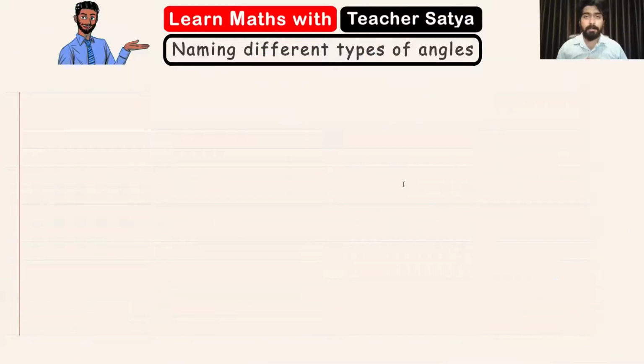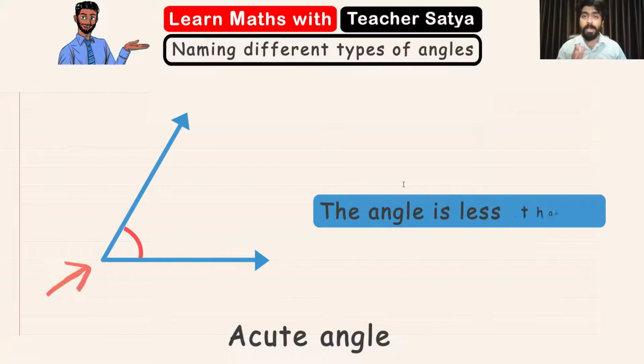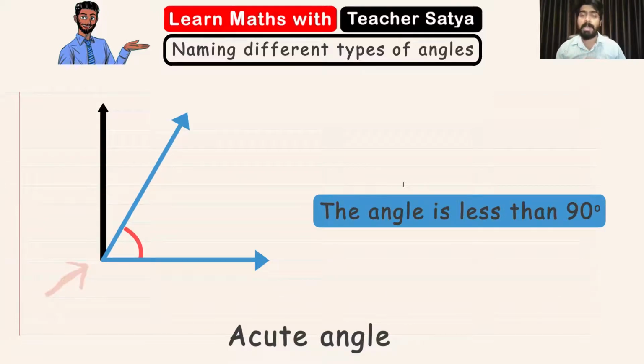The second type of angle is called an acute angle. And the measure of an acute angle will always be less than a right angle.